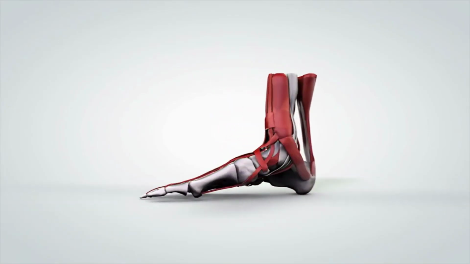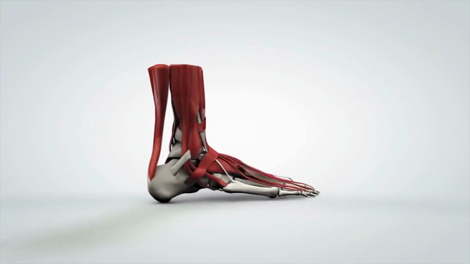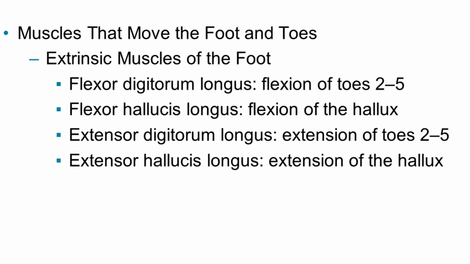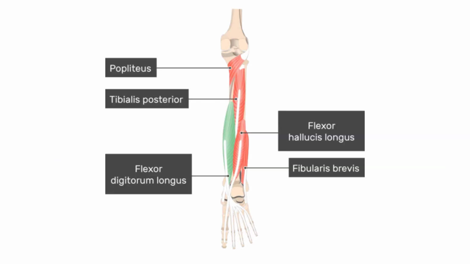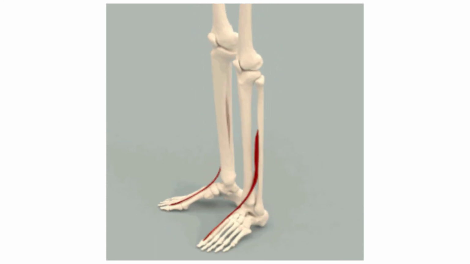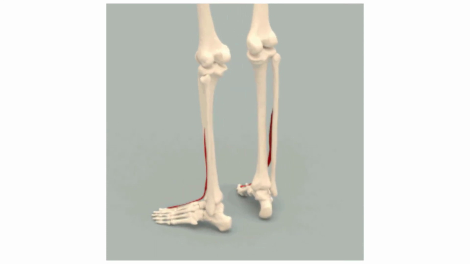The muscles that move the foot and toes include the extrinsic muscles of the foot. These are the flexor digitorum longus, the flexor hallucis longus, the extensor digitorum longus, and the extensor hallucis longus. The flexor digitorum longus flexes the toes 2 through 5. The flexor hallucis longus performs flexion of the hallux. The extensor digitorum longus extends the toes 2 to 5, and the extensor hallucis longus extends the hallux.